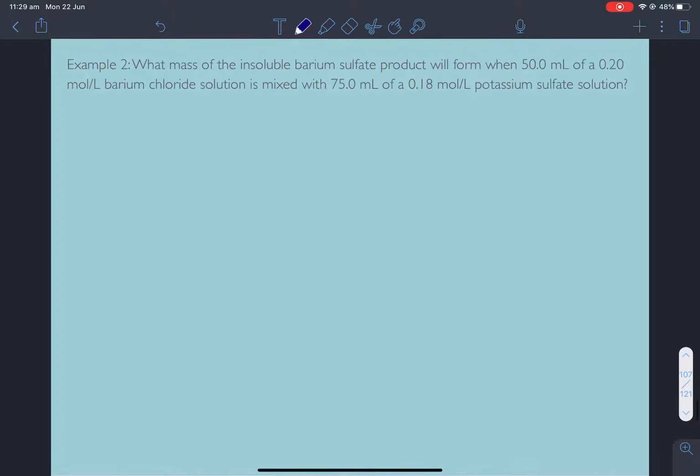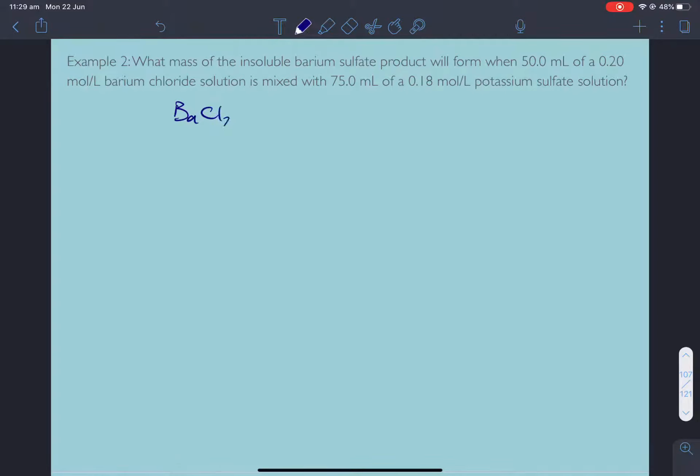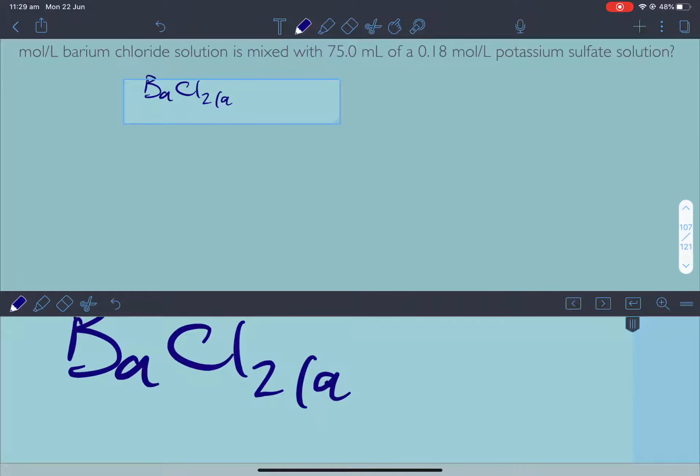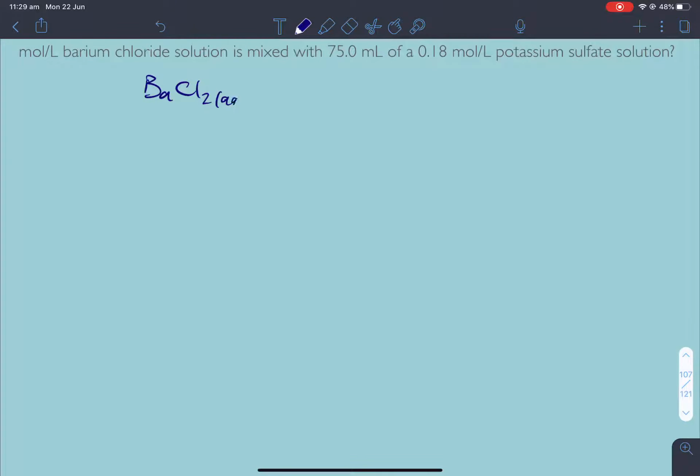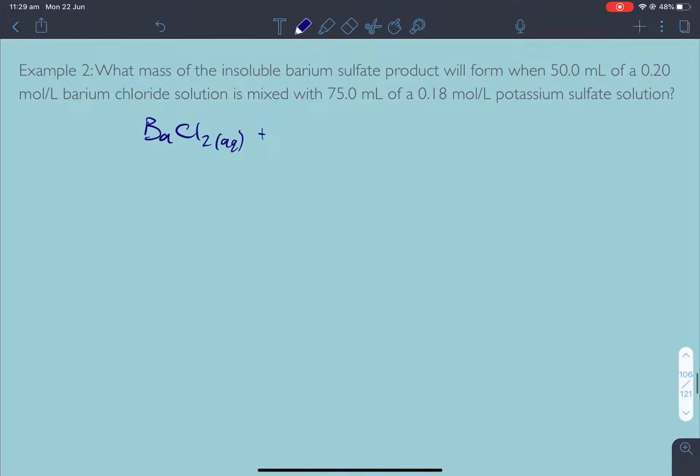Okay, barium chloride. It's 2 chlorides for 1 barium. Potassium sulfate. Sulfate is SO4 2 minus, so 2 potassiums. And we're going to form barium sulfate. Just 1 barium to 1 sulfate, 2 plus and 2 minus. That is our solid product. What do we got left over? The potassium chloride, 2 moles of potassium chloride. And that is soluble.